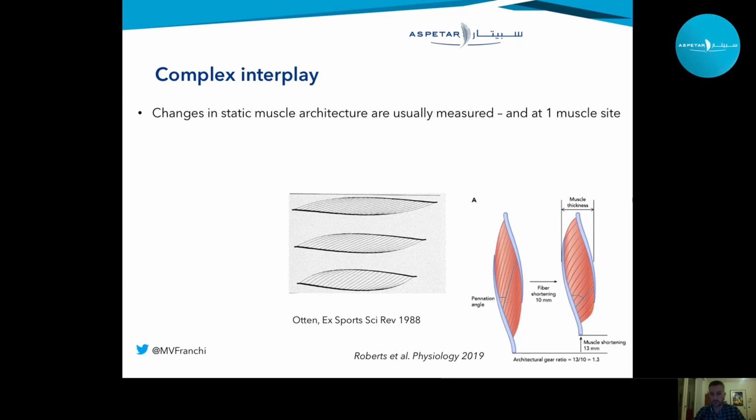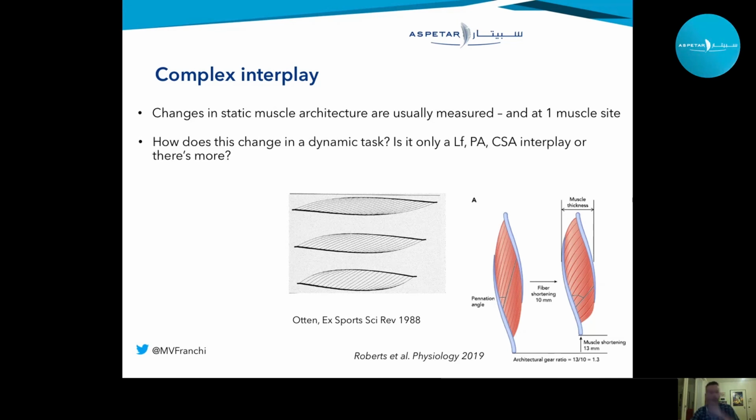It's because it's a complex interplay. There's not just one player here. There's not just a fascicle player here. First of all, the changes in static muscle architecture are usually measured at one muscle site. And how does muscle architecture behave during a dynamic task? Is it only something related to PCSA, pennation angle, fascicle length, or is there more? What about the constraint the extracellular matrix gives to the architecture, for example, in its remodeling? And what about the series elastic component or muscle gearing, so the rotation of muscle fibers during contraction? So you can appreciate that there's a complex interplay here.